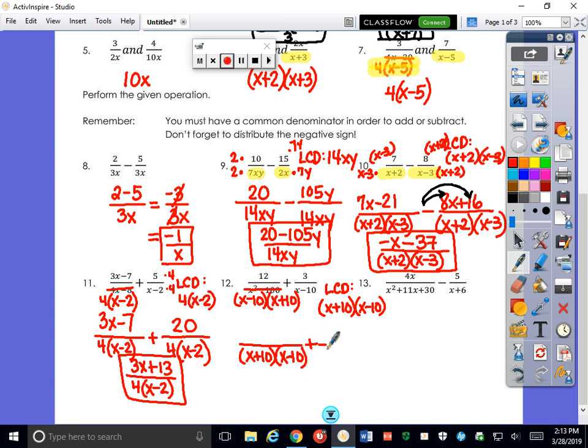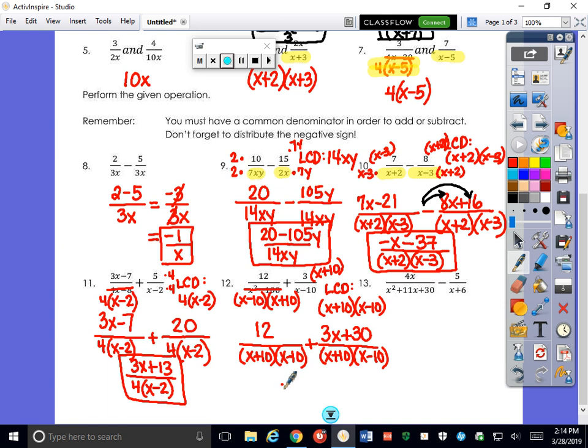I need to make both denominators become x plus 10 and x minus 10. So the first denominator is already my LCD, so I do nothing to that one. I'm going to keep it as 12, don't have to multiply it. The second denominator only has an x minus 10. I need it to have an x plus 10 also. So I'm going to multiply both the top and the bottom by x plus 10. So this is going to become 3x plus 30 in the numerator. Denominator will be the LCD.